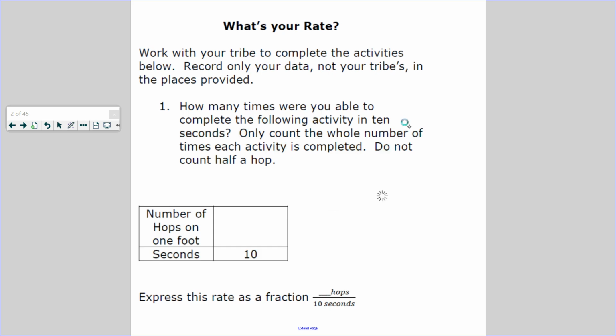All right, so what's your rate? Work with your tribe to complete the activities below. Record only your data, not your tribe's, in the places provided. How many times were you able to complete the following activity in 10 seconds? Only count the whole number of times each activity is completed. Do not count half a hop. So let me start my timer.